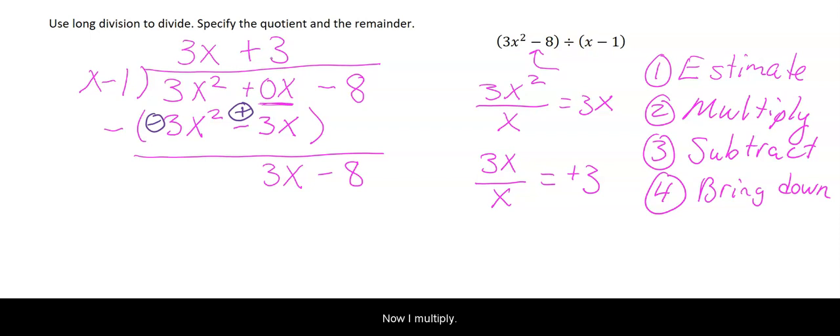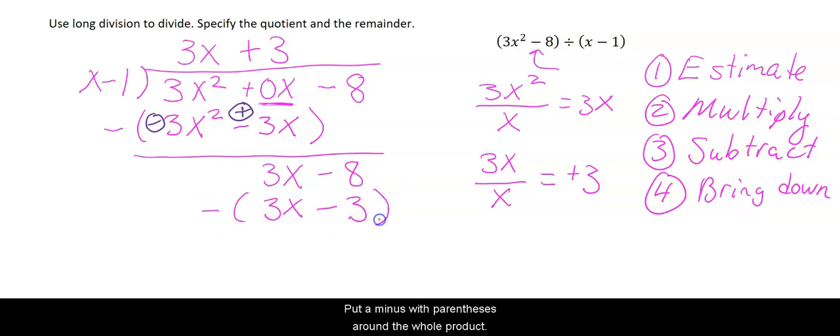Now I multiply. That's the second step in the process. 3 times x gives me a positive 3x. 3 times negative 1 gives me a negative 3. Third step, subtract. Put a minus with parentheses around the whole product. Change the signs and circle them so you know which ones to use.